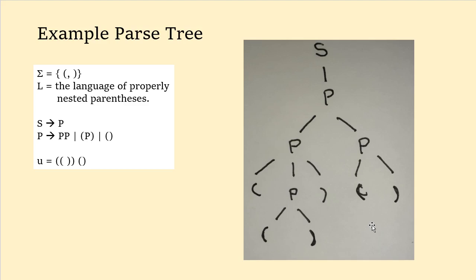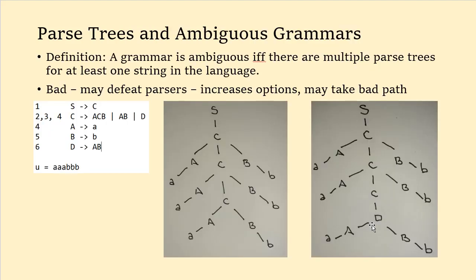Now notice there's only one syntax tree per string. If we're not careful with our grammars, that will not be the case. Here, I've deliberately modified a grammar in order to make more than one parse tree for the same string. And if you have more than one parse tree for the string, it's called an ambiguous grammar.